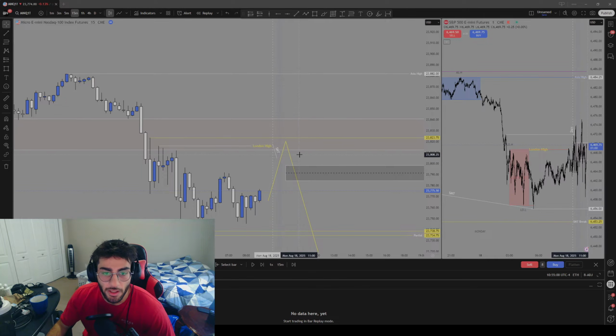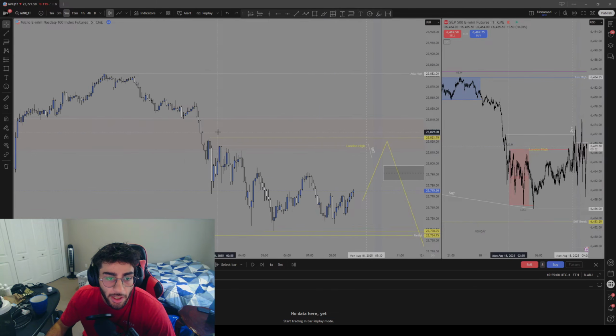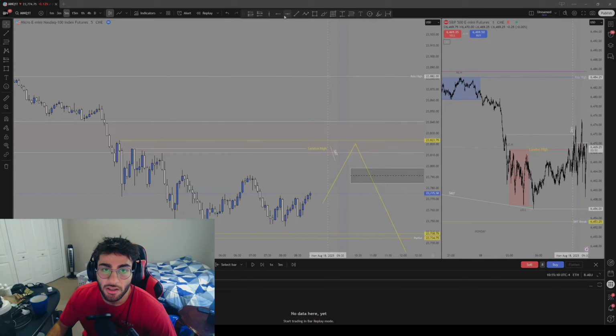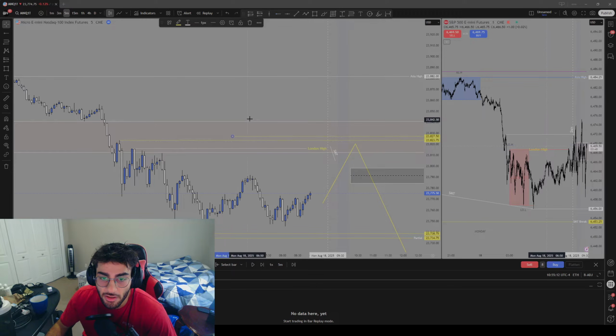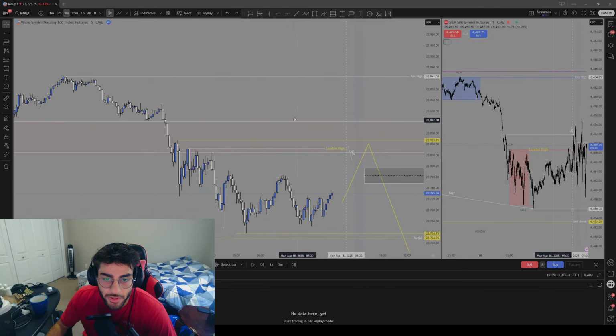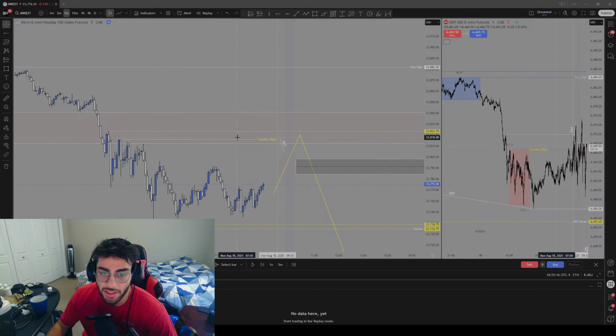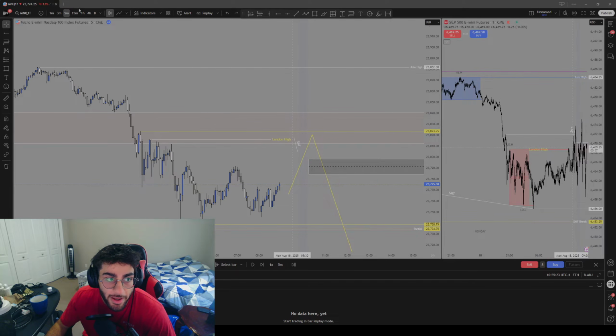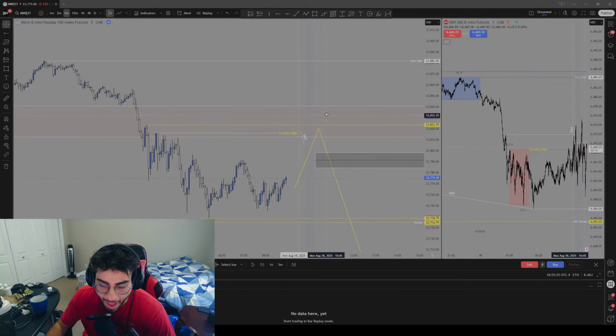I said that in order for us to see shorts, I would not want to see this level broken, which is this liquidity pool right here on the 5-minute. Also because it's close to the CE of our balanced price range. I said I want to see us take London highs, not break this liquidity pool up here on the 5-minute and pass the CE of the balanced price range in order for me to confirm shorts.